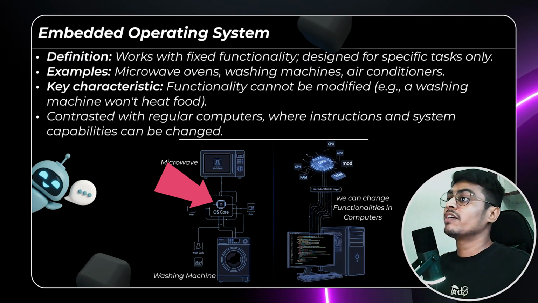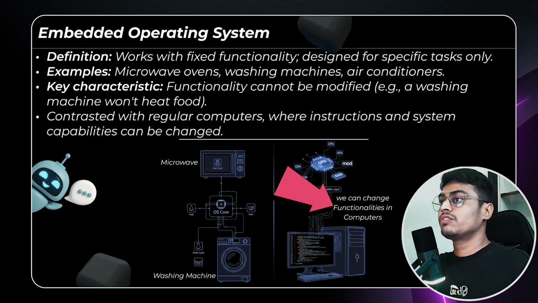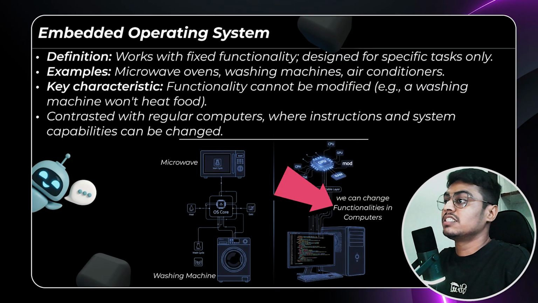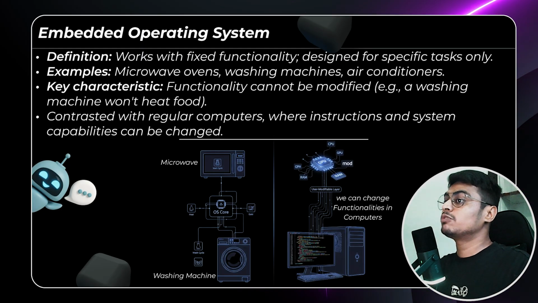You cannot modify their functionality. A washing machine won't heat food because that's not its designated function. Unlike regular computers where we can change instructions and adjust system capabilities, embedded systems maintain fixed functionality throughout their lifetime. This covers all the essential types of operating system.